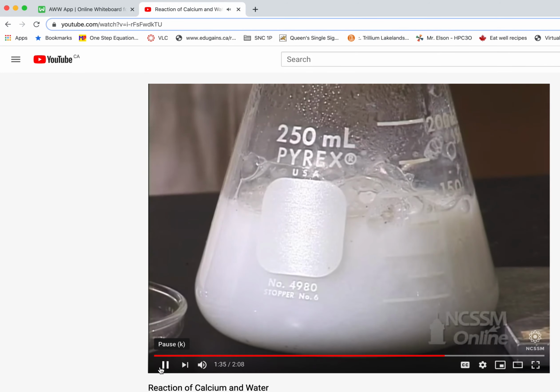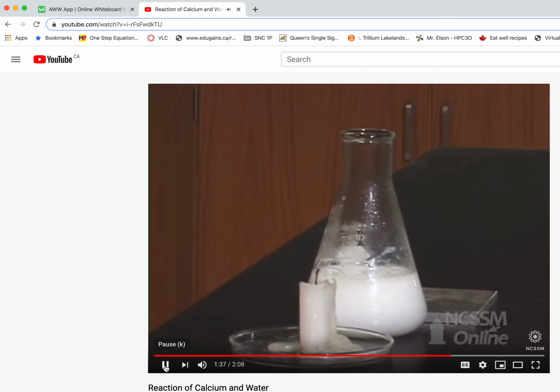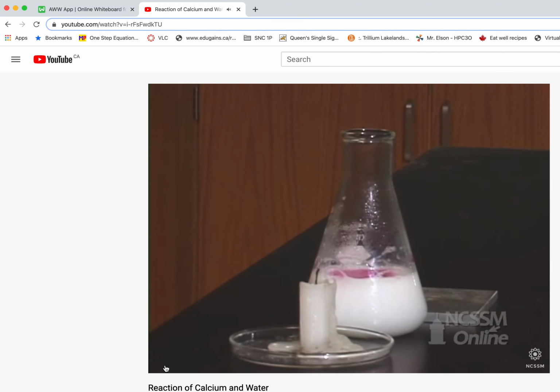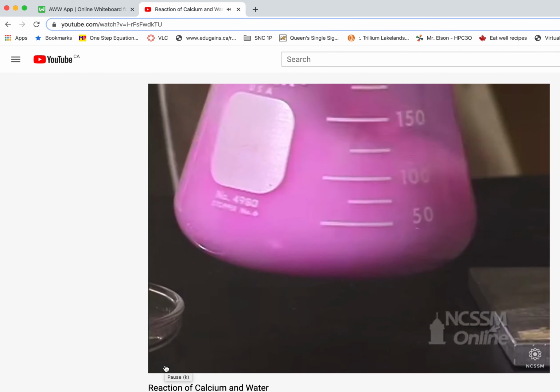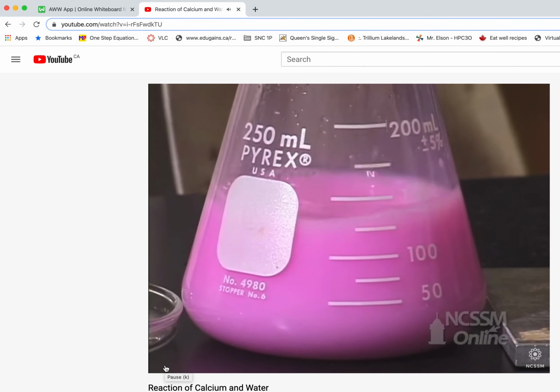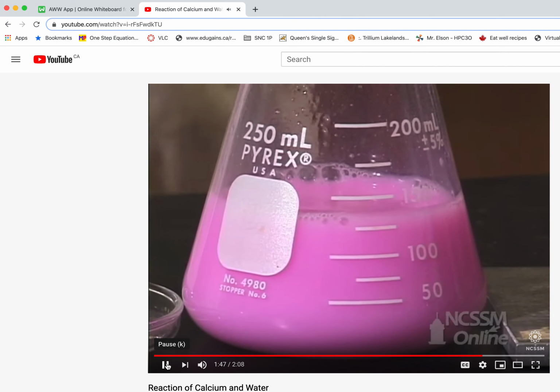We can test for the presence of calcium hydroxide by adding phenolphthalein indicator. The indicator turns purple, indicating that the solution is basic and that calcium hydroxide has been formed.